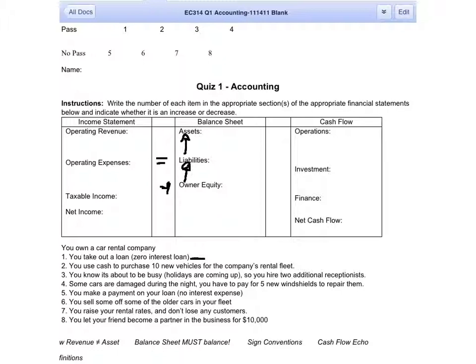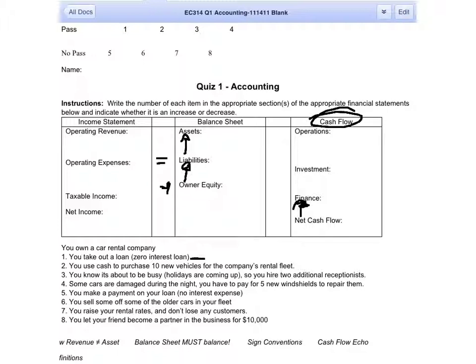Also, because you're taking out a loan, you're getting cash from finance. So what you're going to see is an increase in cash from finance. Just remember, anytime you see cash moving around, something's probably going to happen on the cash flow statement.